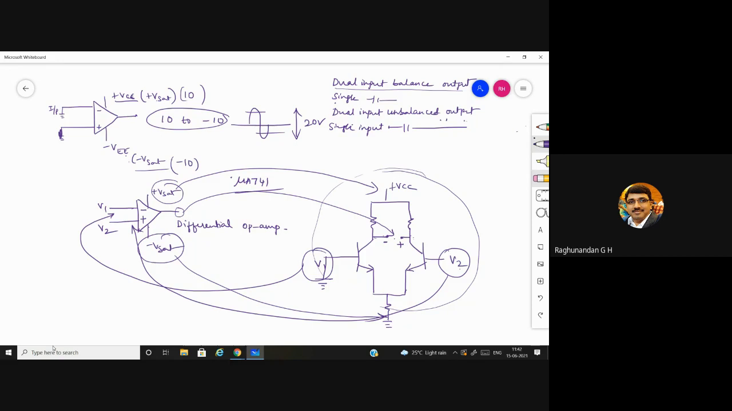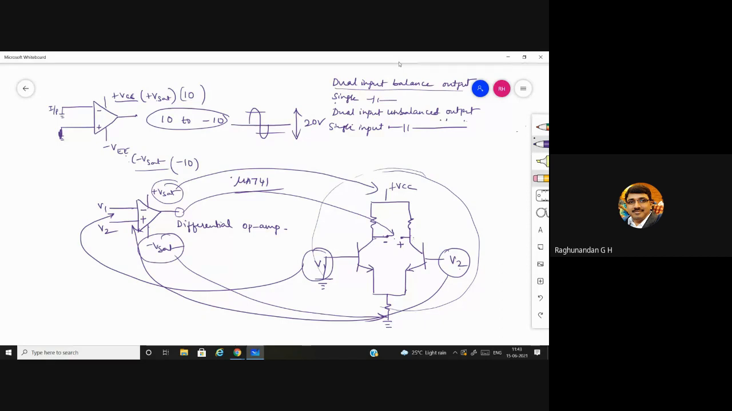V1 is grounded and we are giving the input only to V2, but the output is taken between the two collector terminals. Such type of connection or such type of configuration of differential op amp is known as single input balanced output. See, we have a single input, balanced output. Balanced means two outputs. So where we are going to take the difference between those two outputs and we get the op amp's single output.